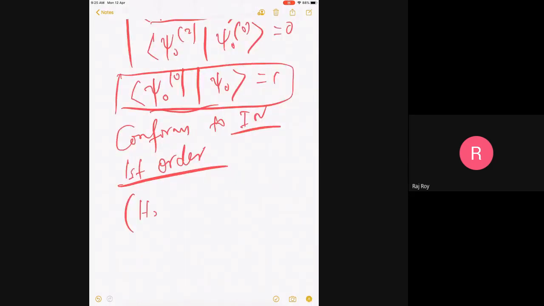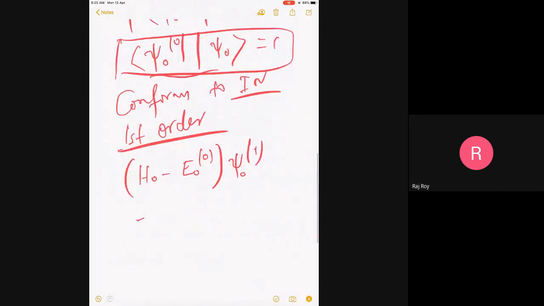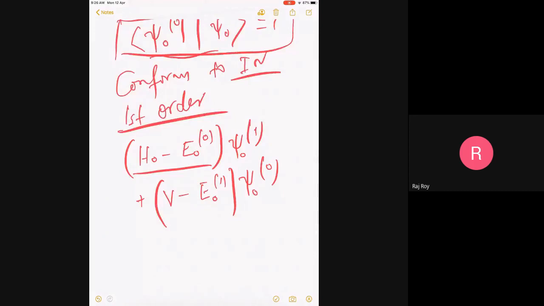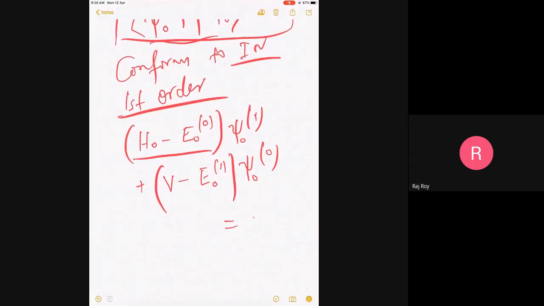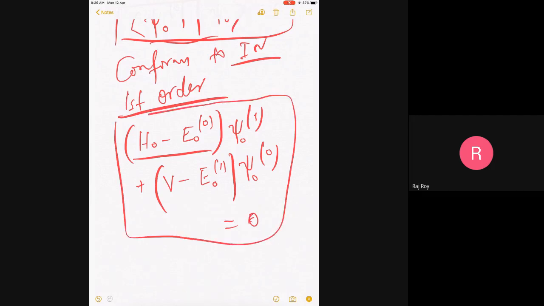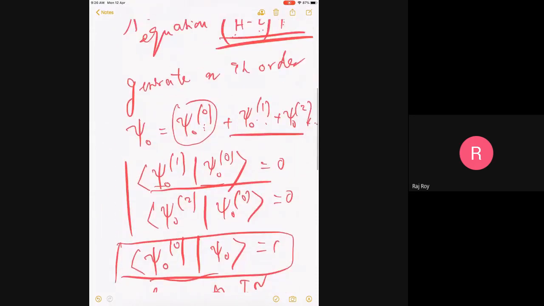So H naught minus E0, 0, this is zeroth order of H minus E naught, acting on psi 0, 1, plus first order of this, which is V minus E0, 1, acting on psi 0, 0, and this is equal to 0. Okay? So that's my Schrodinger equation, H minus E psi equal to 0.